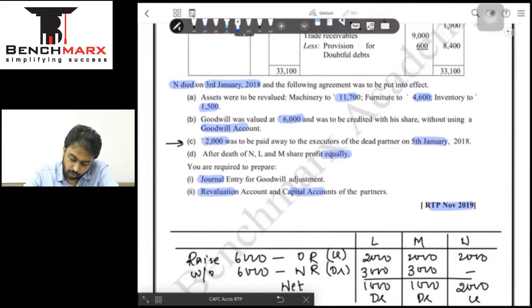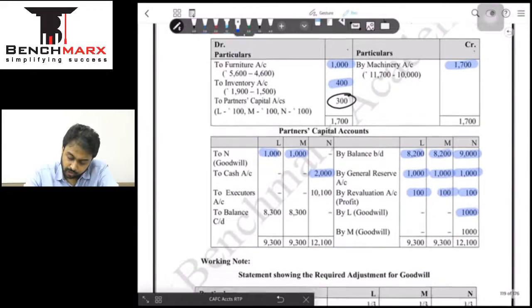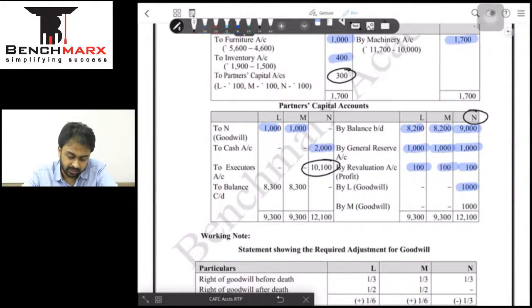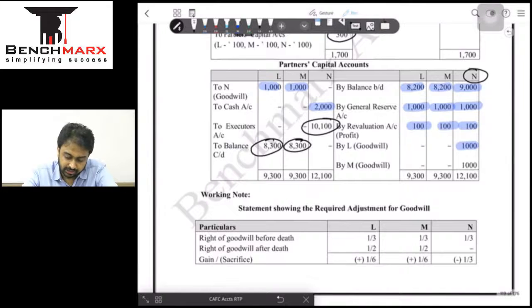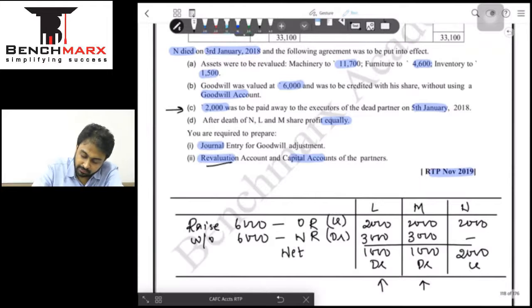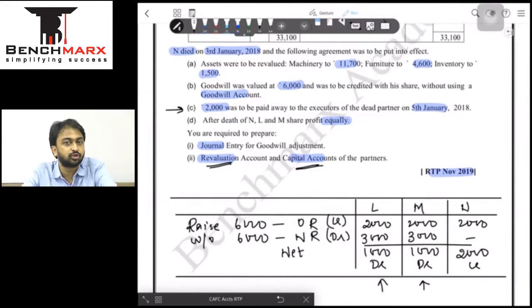Then we have, frankly, nothing else left. So we will now close the capital of N first because he is no more. Balancing figure is 10,100. I don't think we have paid this. So this will again be transferred to the executors of Mr. N, and then the balancing figure of other partners is 83. This will obviously come in the balance sheet immediately after the death of Mr. N, and well, that is it. There is nothing else. We are not making a balance sheet because in the question we are only supposed to make revaluation and capital. Balance sheet was not asked.